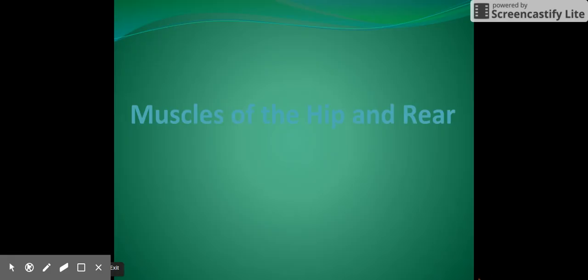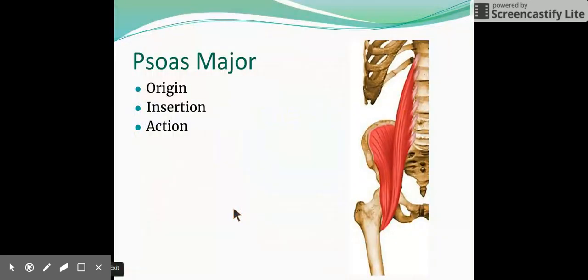Welcome to our 7th video, our 5th lecture, Muscles of the Hip and Rear today. And we'll be going through lots of different muscles today. Some of them you will not have to know action, origin, and insertion, and I'll make sure to point out to you which ones those are.